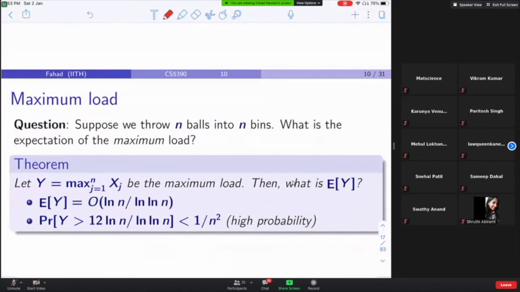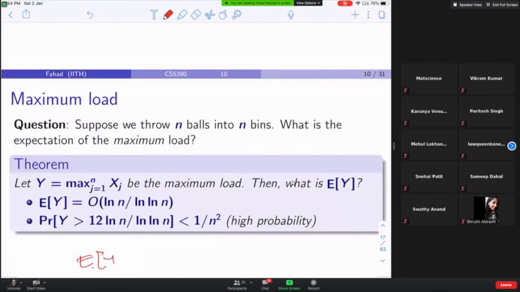We will use Chernoff bound to prove this first. So first we prove that the probability that y is more than 12 log n divided by log n is bounded by 1 by n square. Once I prove that, you can apply expectation. How do you apply expectation?